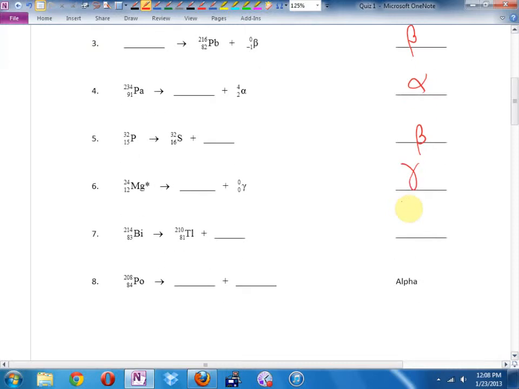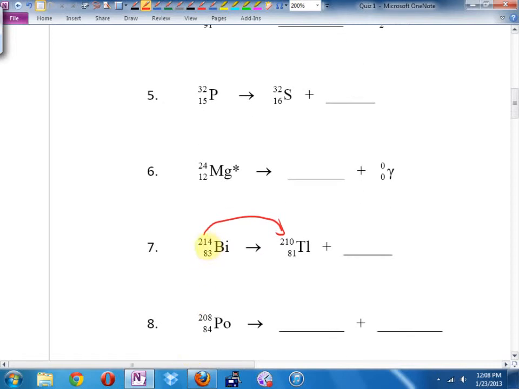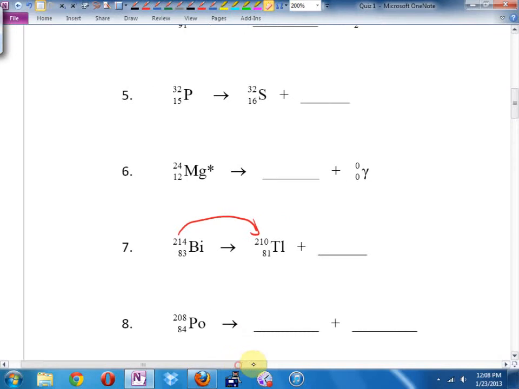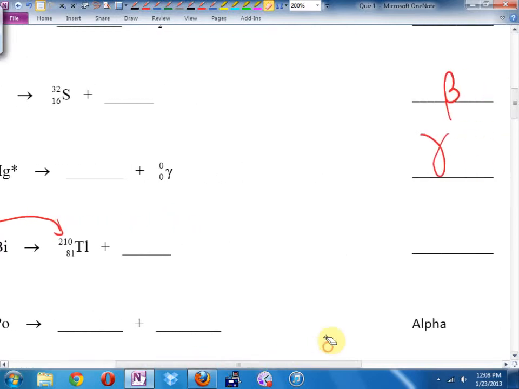7. Did the mass change? I'll zoom in so you can see bigger. Here I have a mass of 214. My new mass is 210. Did my mass change? Say yes. By how much? 214 to 210. By how much, folks? 4. Which one has a mass of 4? I'm pretty sure it's an alpha. Also, I noticed the charge changed as well. Alpha.